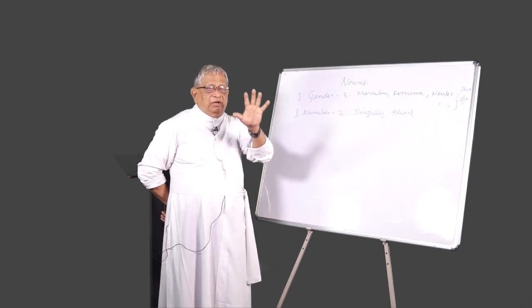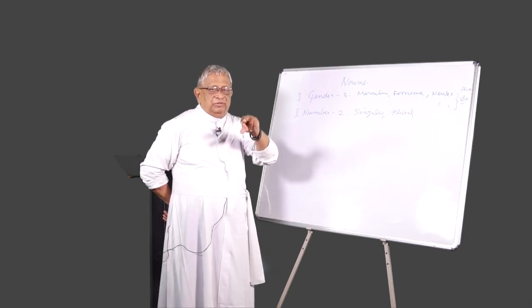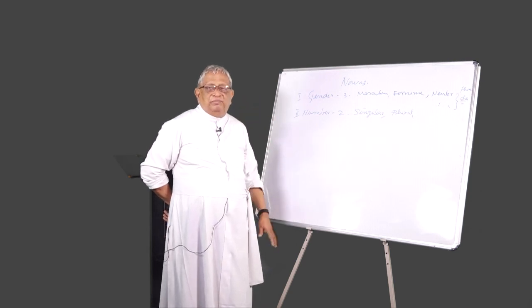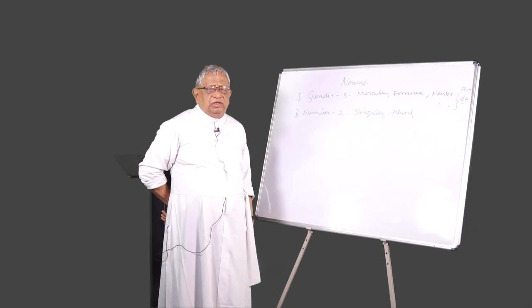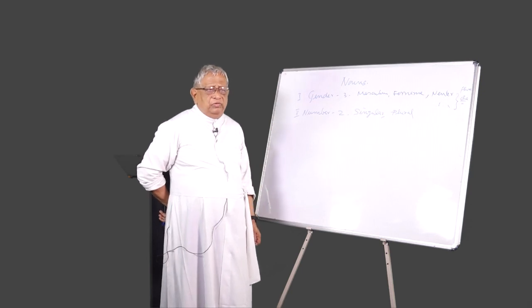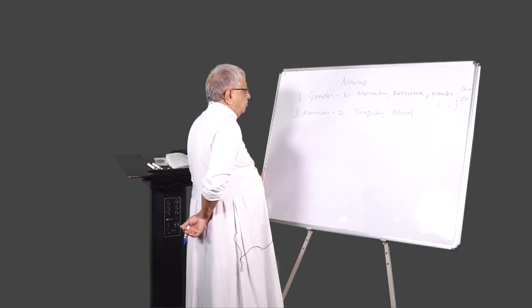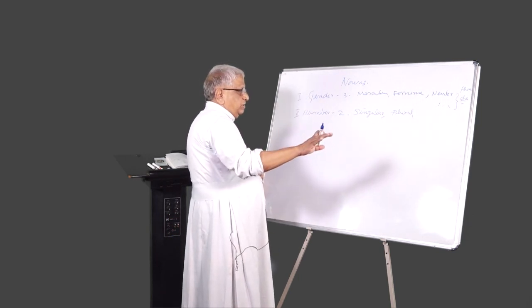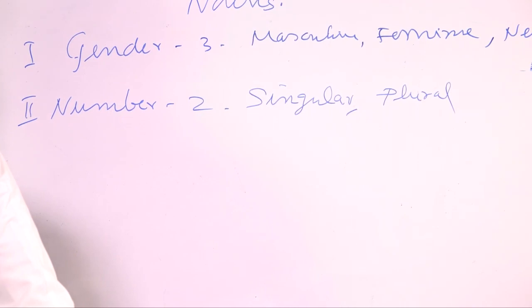For example, Balakah, singular. Balakau, two boys. Balakau, two boys. Balakah is one boy. Balakah, that is plural, boys. So only in Sanskrit or some other Semitic languages there are three numbers, not only singular and plural; for two, they use a particular form. So in German, we take down some nouns with the definite article and with the plural, so that your vocabulary increases.